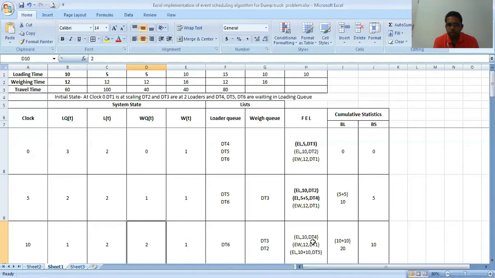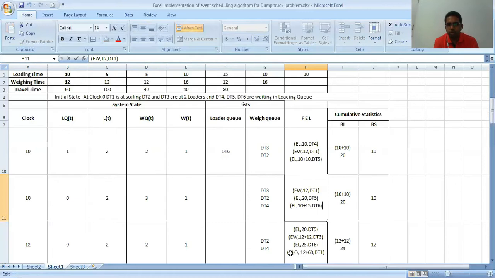Next, DT5 has gone for loading. Therefore, you have to include the new notice, which is going to be EL, 10 plus 10, DT5, which is given from this place. This is the clock time given for DT5 to complete its loading service.